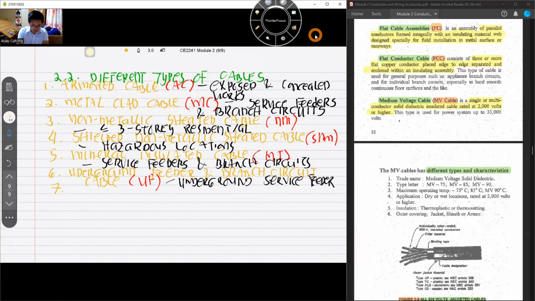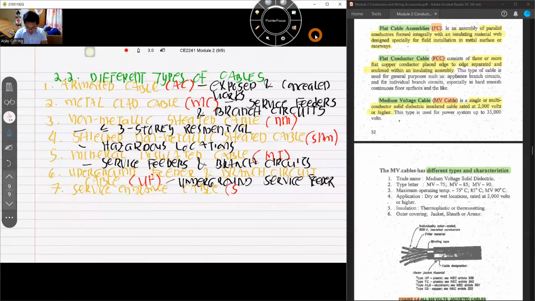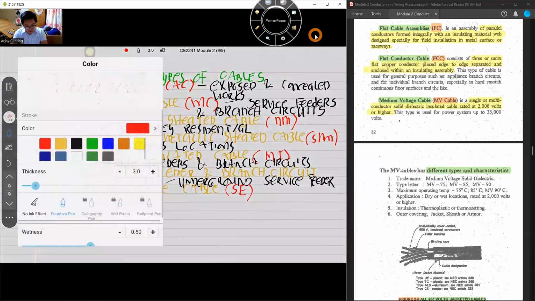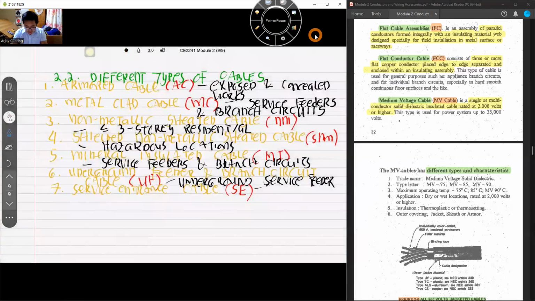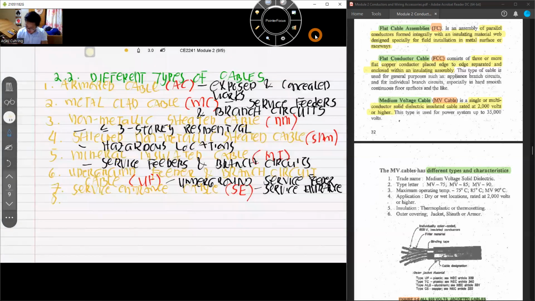Meron tayong service entrance cable, class, no? So service entrance cable. So we also call it as SE. Impression sa ginagamit, class, the name suggests service entrance. Entrance tsaka feeder class, parehas lang yun. Okay. Number 8, class. Yeah, kasya natin lahat dito.